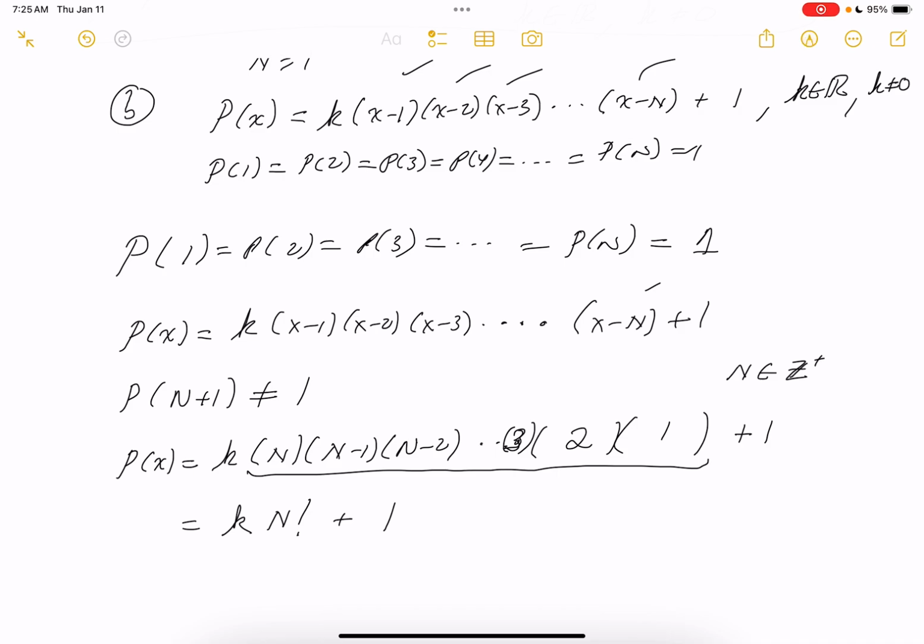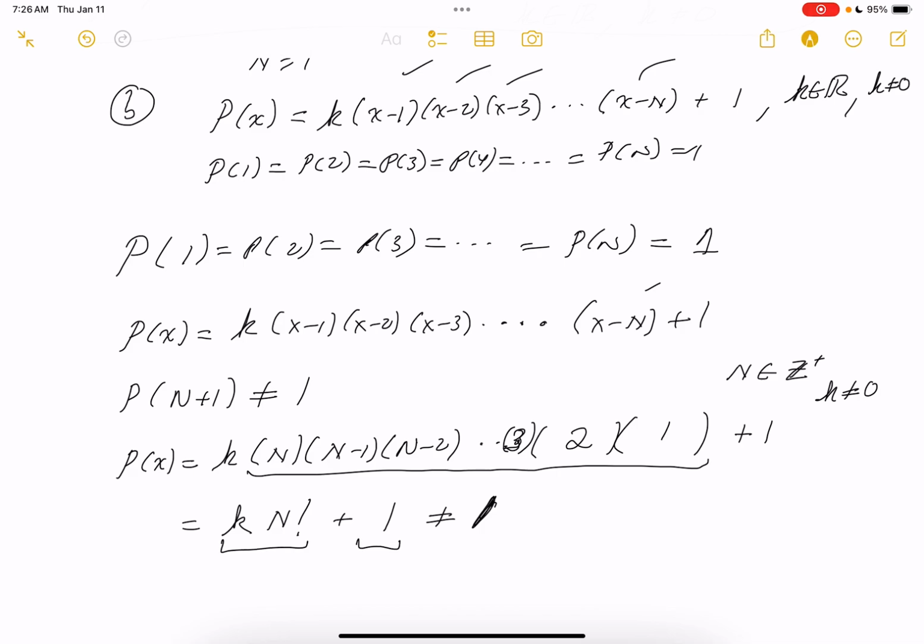It's a positive integer. So n could be 1, could be 2, could be 3, and k is not 0. All right, k is not 0, by the way. It's not any real number, by the way. So this thing would never be equal to 1. And why is that? This could be some number.